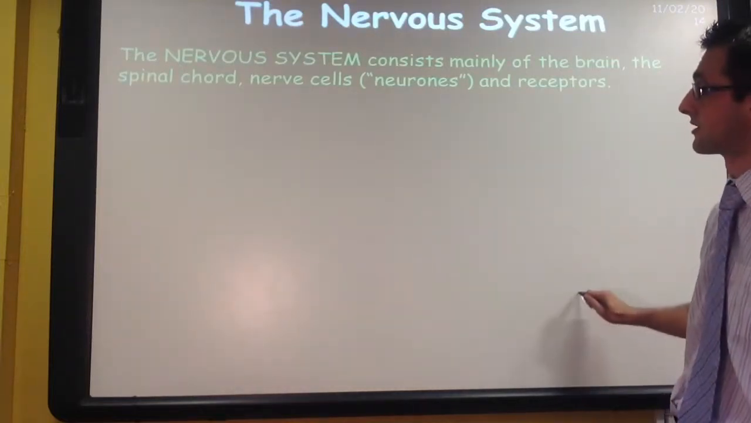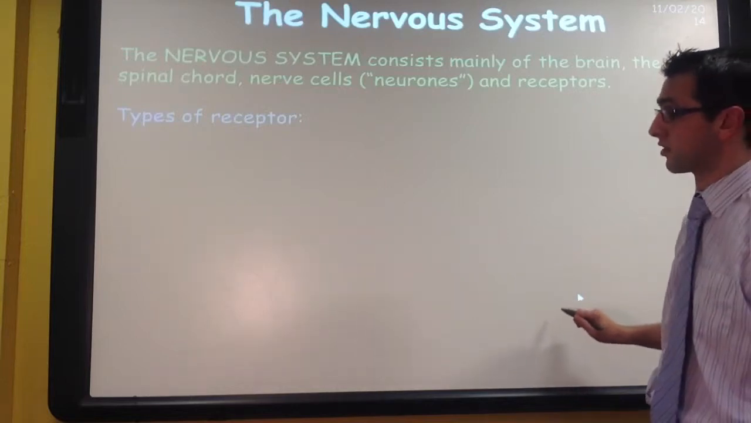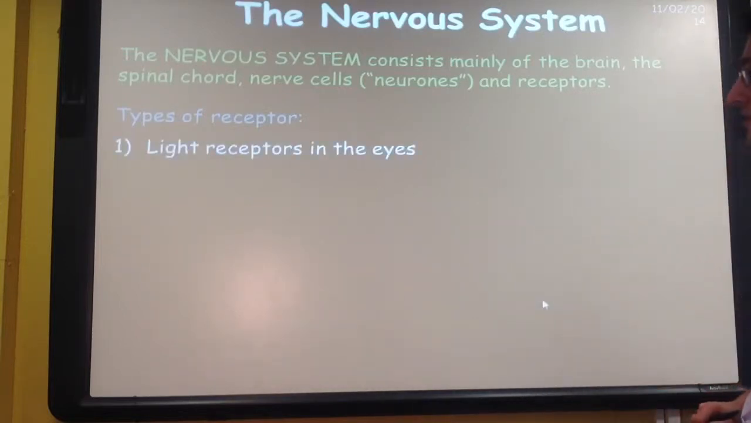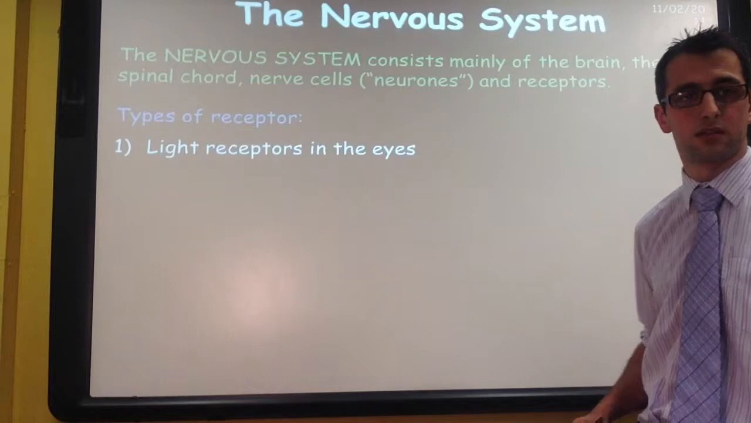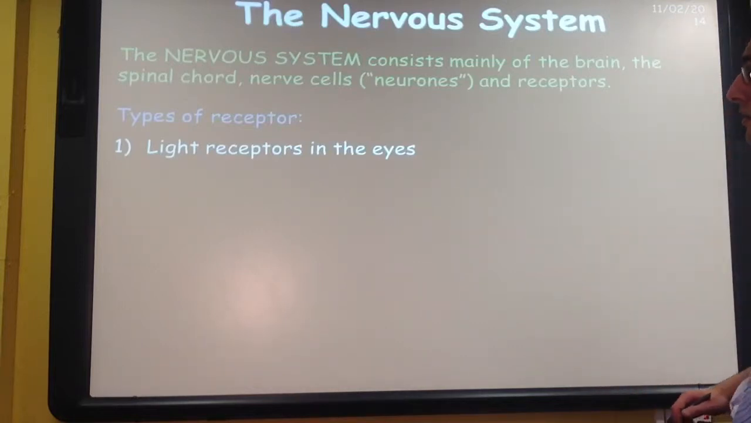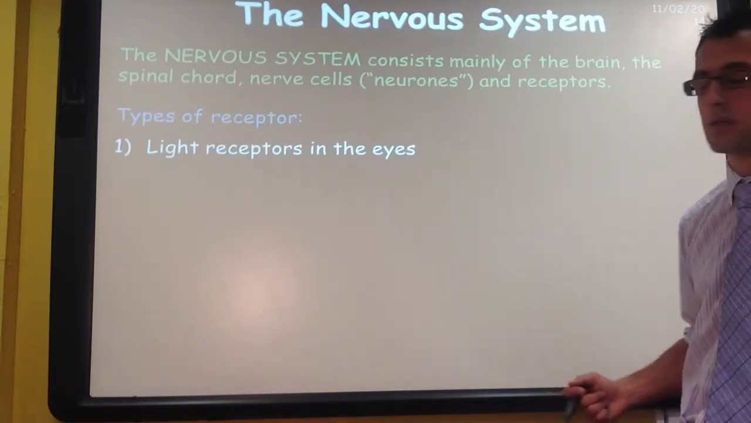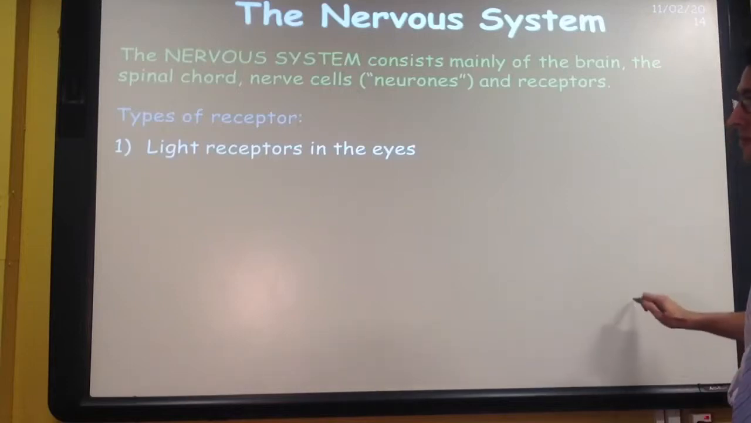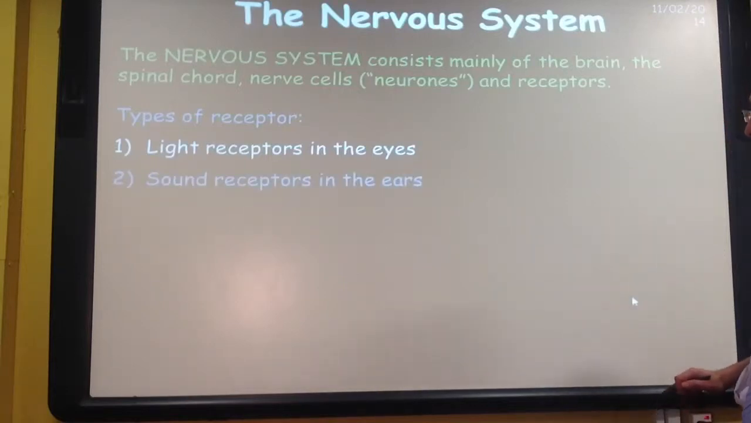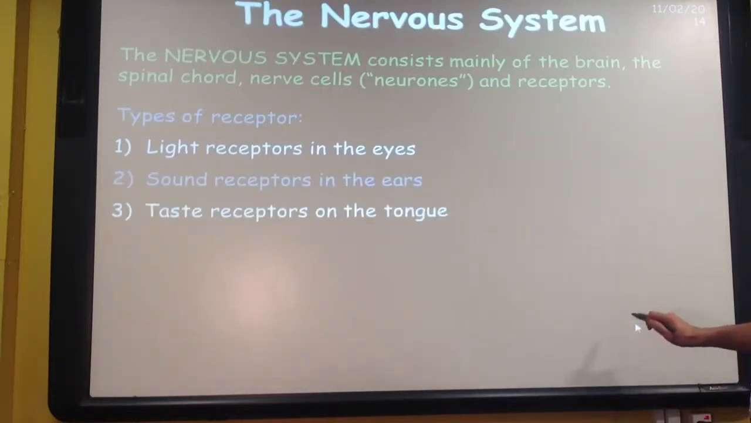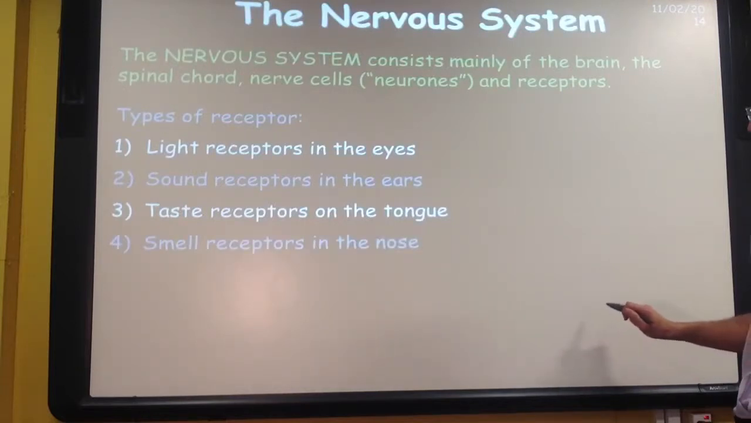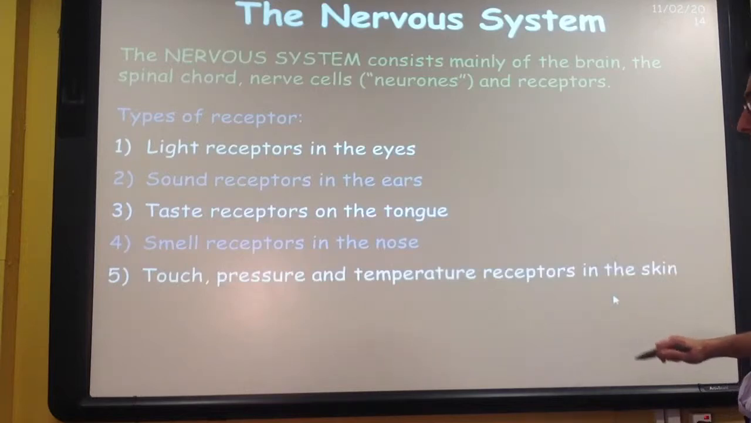So to pick up some examples, we can look at some types of receptor. And on the receptors, we know that our light is detected by our eyes, so light being the stimulus and the eyes being the receptor. Similarly, the ears picking up sound, and so on and so forth. So taste receptors in the tongue, small receptors in the nose for the smell, and on the skin we have receptors for temperature, pressure, touch, all those sorts of things all mixed in together.